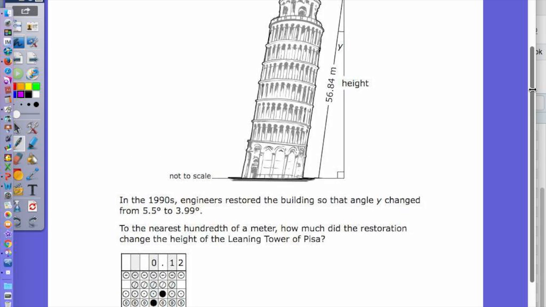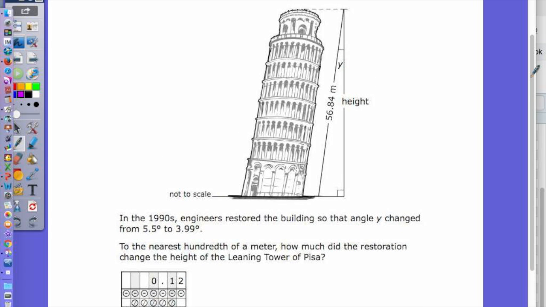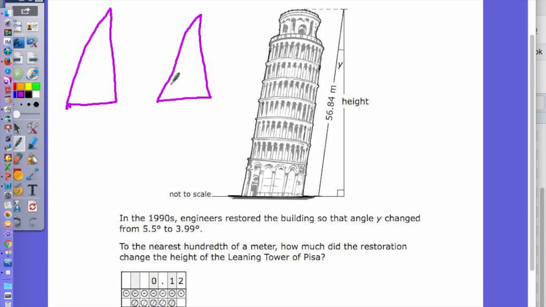Shh. Guys, this is trigonometry. You got to do 2 different problems. Okay? These are very bad triangles. But the hypotenuse of each of these right triangles is 56.84. This was a 5.5 degree slant. It went to a 3.99. Okay?